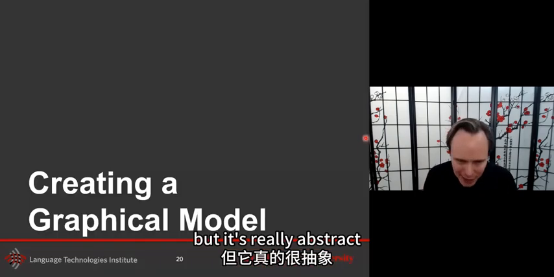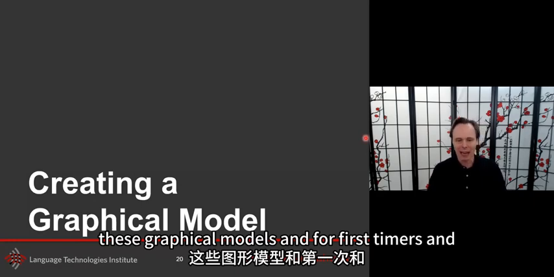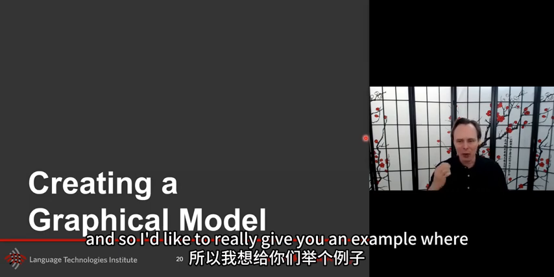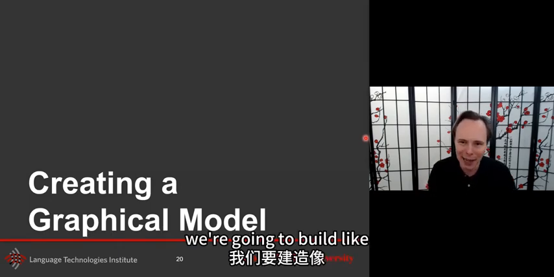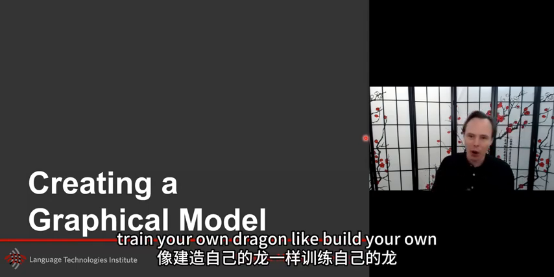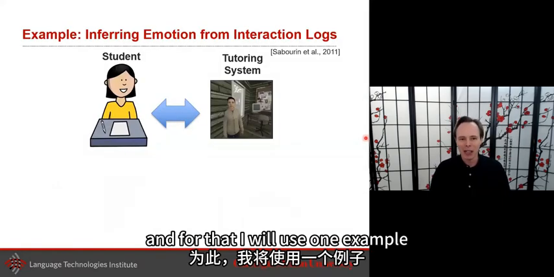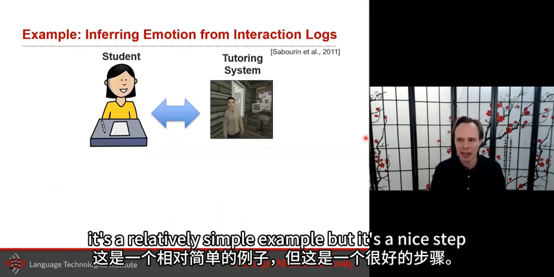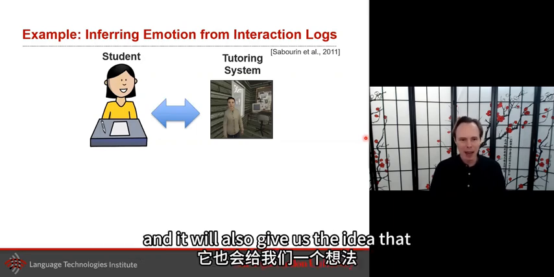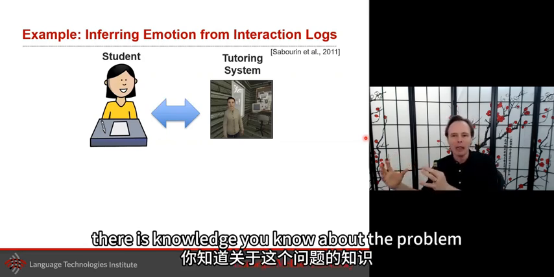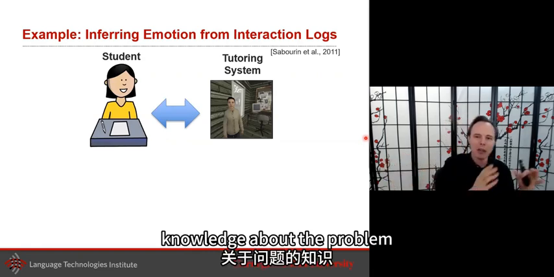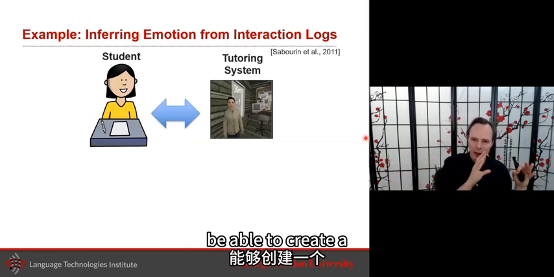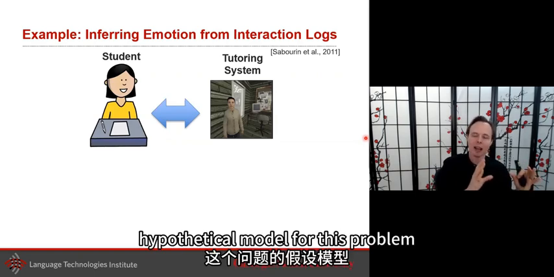But these graphical models are really abstract for first-timers, and so I'd like to give you an example. We're going to build, like "train your own dragon," build your own graphical models, and for that I will use one example. It's a relatively simple example, but it's a nice step, and that will also give us the idea that there is knowledge you know about the problem, and we're going to use that knowledge to create a hypothetical model for this problem.